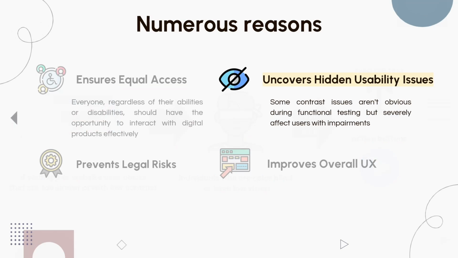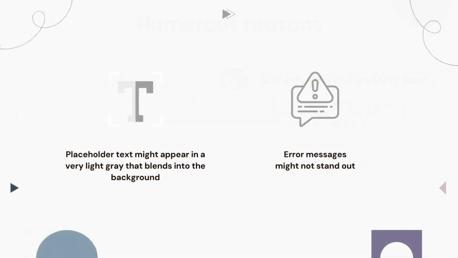Secondly, it uncovers hidden usability issues. Sometimes, a design looks fine to developers or testers during normal checks, but when someone with a visual impairment tries to use it, key parts are hard or impossible to see. For example, placeholder text might appear in a very light gray that blends into the background. Error messages might not stand out. These small issues don't always show up in regular testing, but can create big problems for real users. That's why contrast testing is so valuable. It finds those hidden flaws.